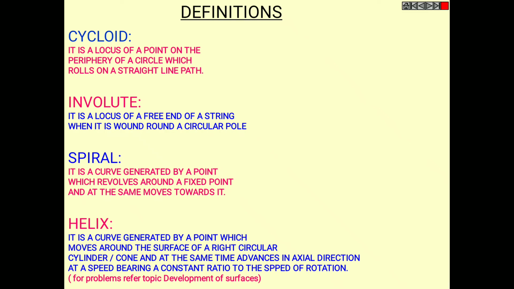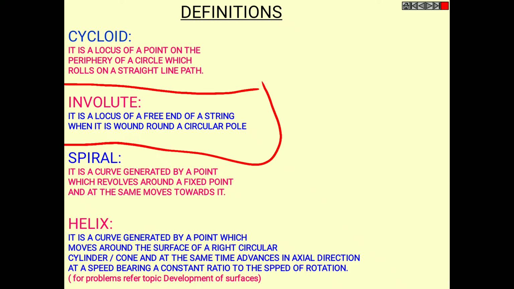There are slight definitions regarding involute, cycloid, spiral and helix, but today our part is involute. So, we will just see the definition of involute. It is the locus of a free end of a string when it is wound round a circular pole. So, what is an involute called? It is the locus of a free end of a string when it is wound around a circular pole.